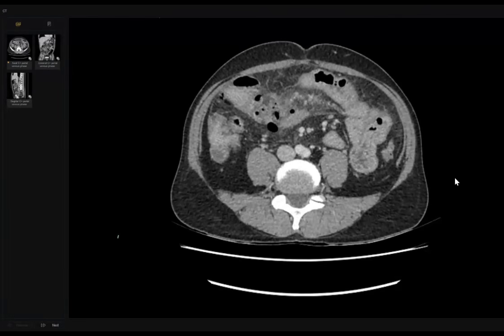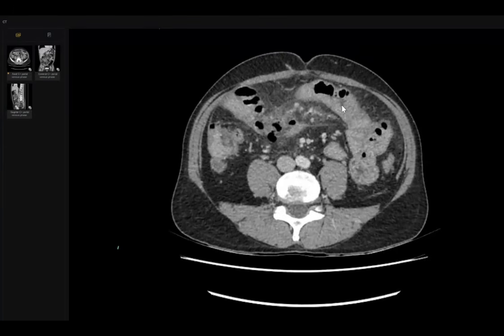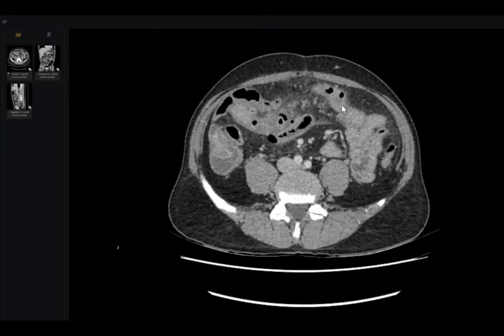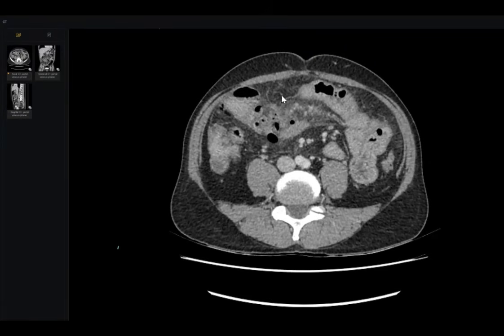I would urgently inform the surgical on-call team. Final diagnosis, please. Jejunal perforation with free air suggests pneumoperitoneum. Pneumoperitoneum due to what? Perforation of? Jejunal perforation. Jejunum. Okay. But the perforation here occurred on top of what?